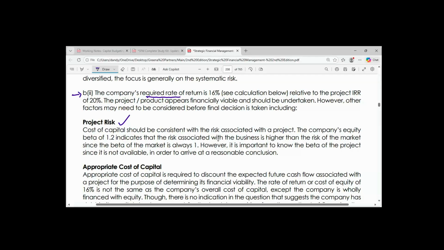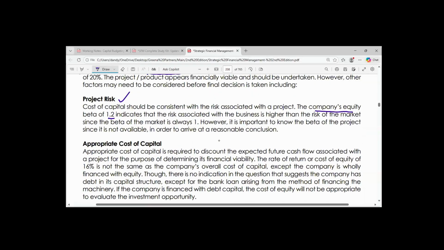So in the question, the examiner has given us the company's equity beta of 1.2, which indicates that the risk associated with the company is higher than that of the market. However, it is important to know the beta of the project. We are not given the beta of the project. Our focus was supposed to be on the project, not the company. But since we are not given the beta of the project, we cannot arrive at a reasonable conclusion whether the project is risky or less risky. All right, that's the number 1 issue we have discussed under this.